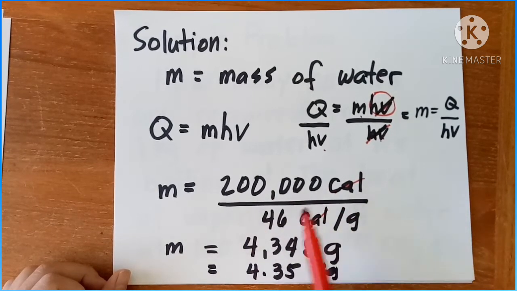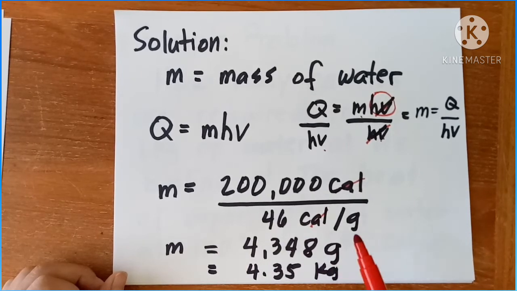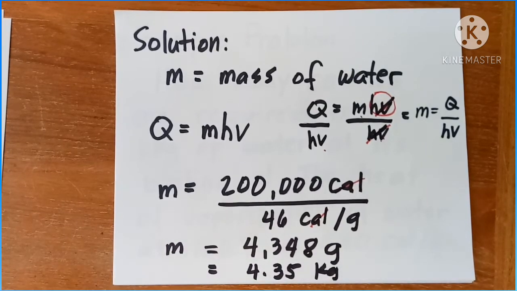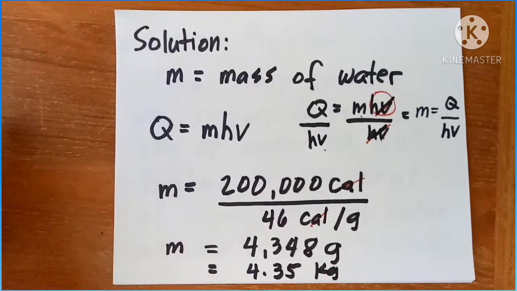So 200,000 divided by 46, mass will be equal to 4,348 grams. Or if we're going to express that in kilogram, mass will be equal to 4.35 kilogram. So that is the answer for our previous sample problem.